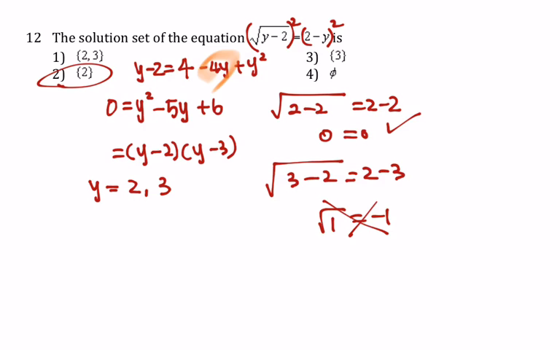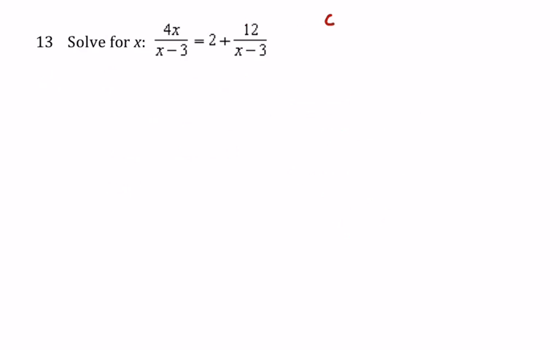Alright, let's move on to the next question. Number 13, we have an equation with fractions. To deal with this one, what we have to do is identify the common denominator. So here the common denominator was x minus 3. So all we have to do is multiply by x minus 3 in all three terms on this equation. Yes, including 2 as well.